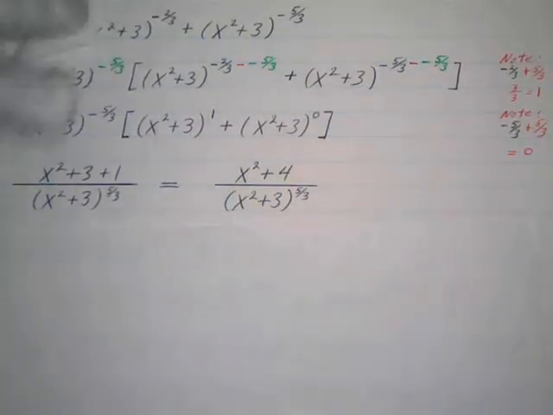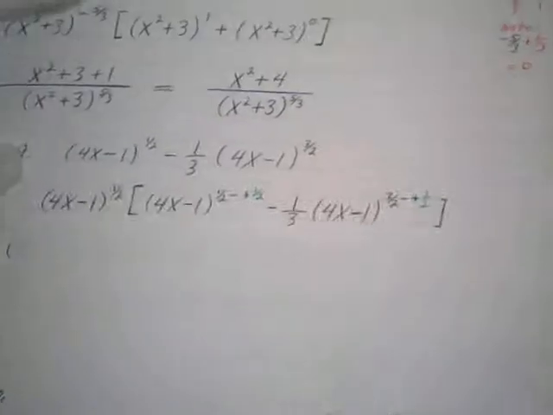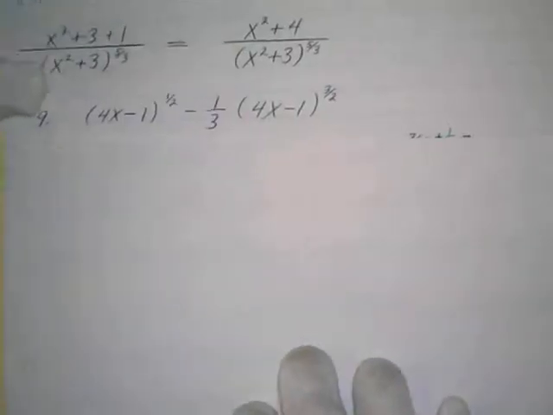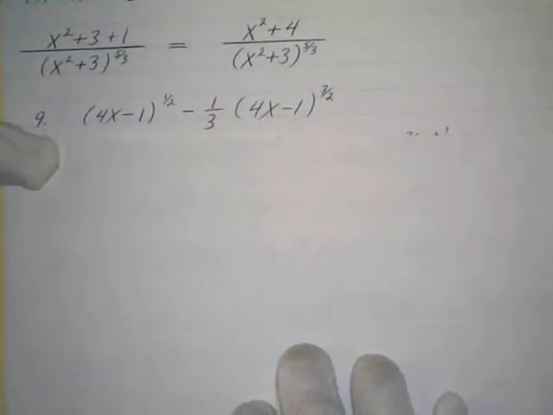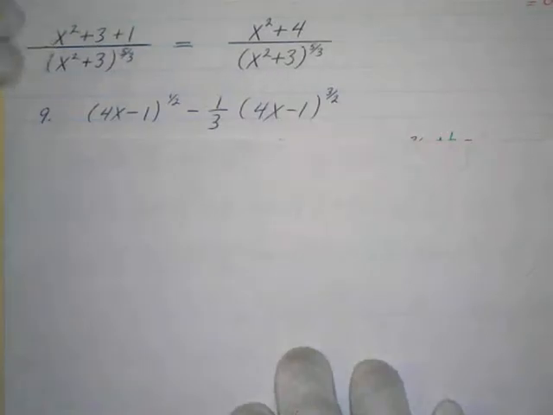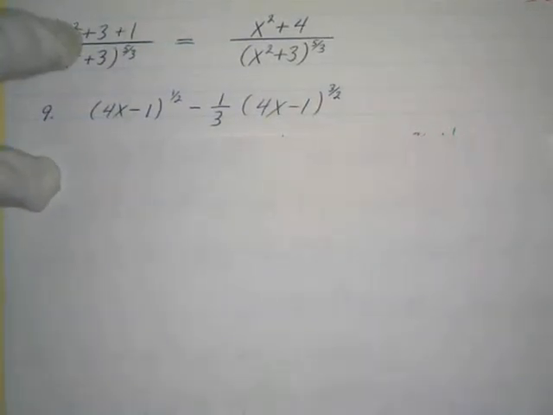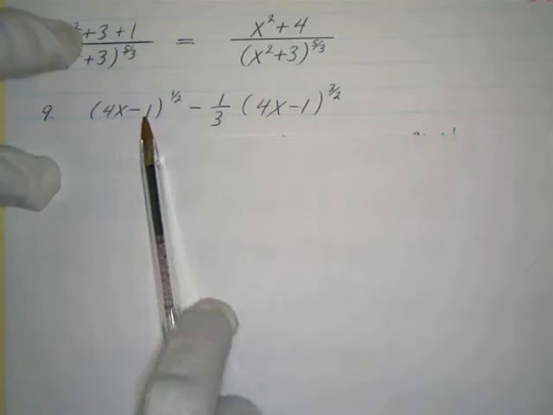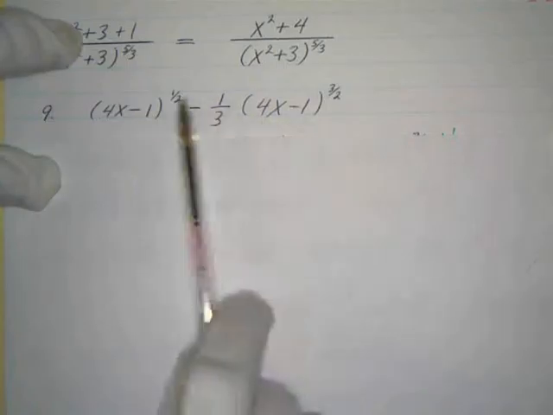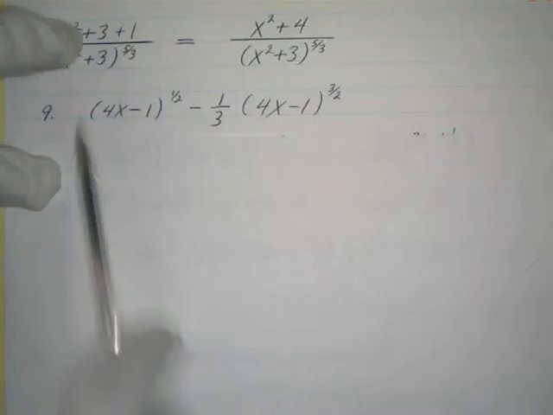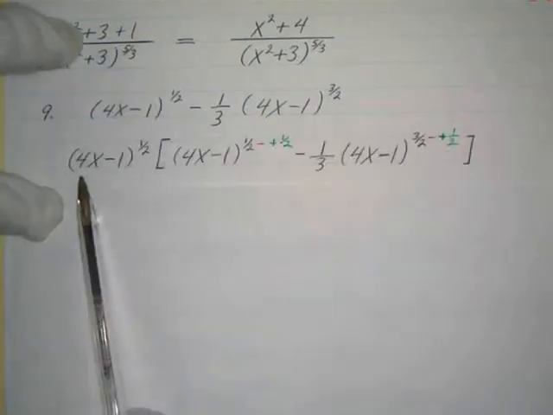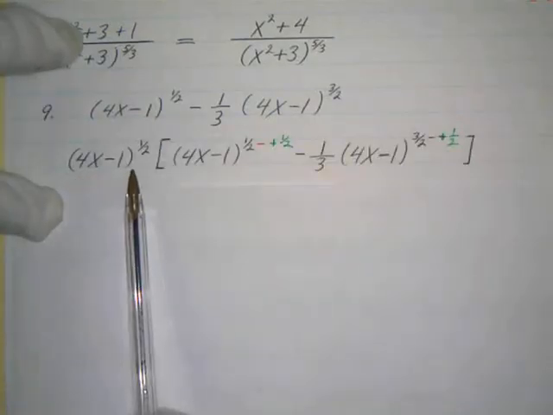Okay, number 9. So we got some fractions involved, so you got to be good with fractions, of course. Got to be good with all mathematics and calculus. It's everything. And again, we've got a common binomial factor, 4x minus 1. I've got 1/2, 3/2. 1/2 is the smaller, so that's my least power. So this is what I'm going to factor out: 4x minus 1 to the 1/2.